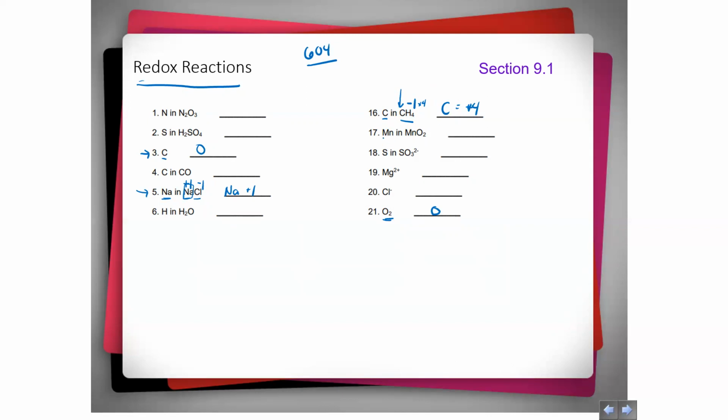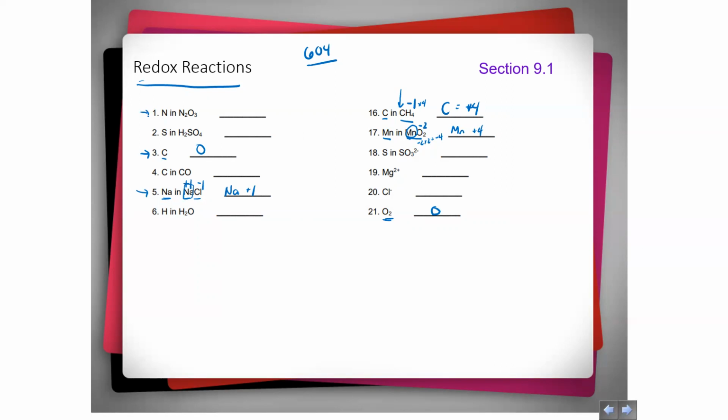All right, let's try the Mn in MnO2. So Mn didn't have a rule, but O had a rule. O is always -2. It's -2, but there are 2 of them, so that's a total of -4. What does the Mn have to be to make this sum 0? Well, the Mn has to be +4 to make that sum 0.